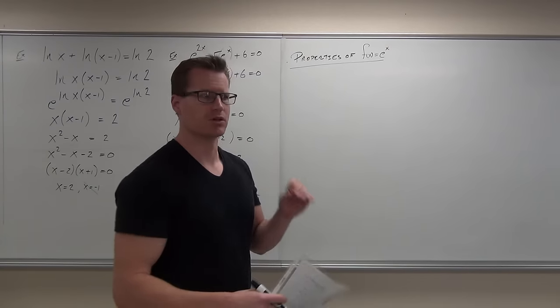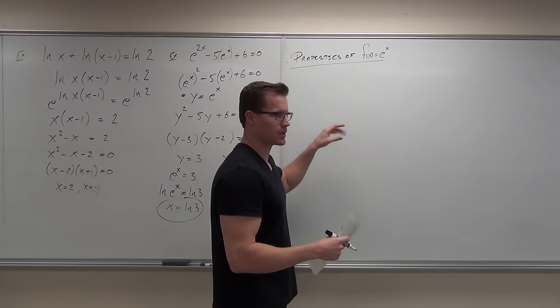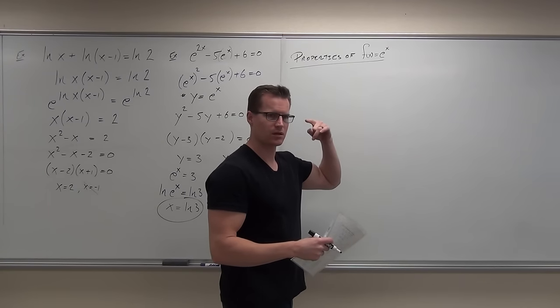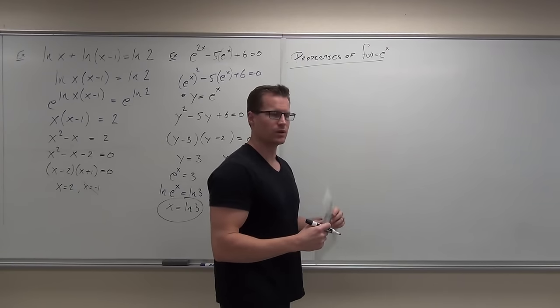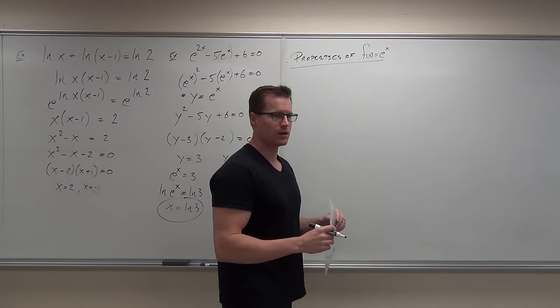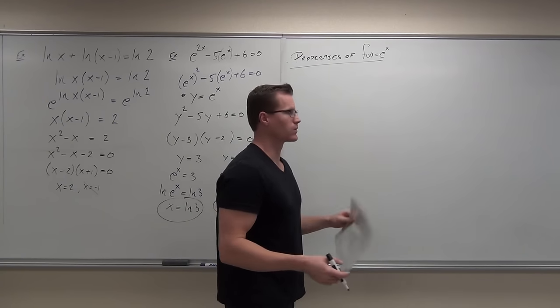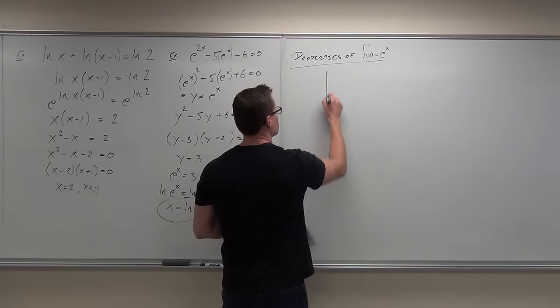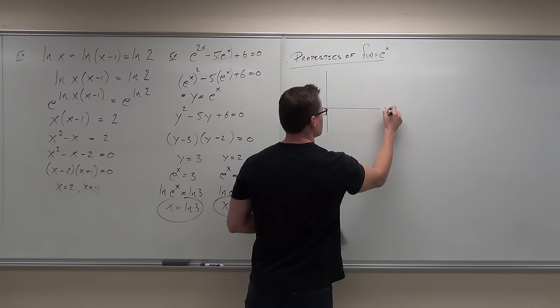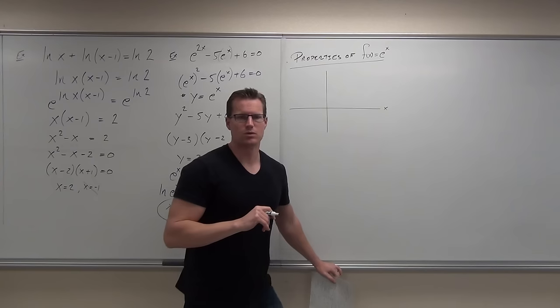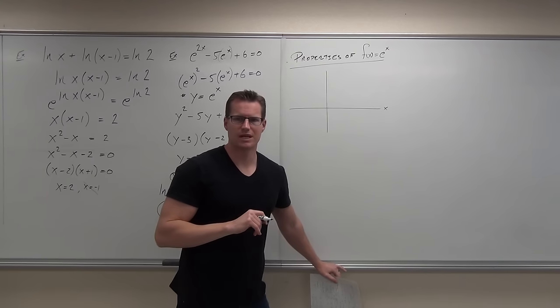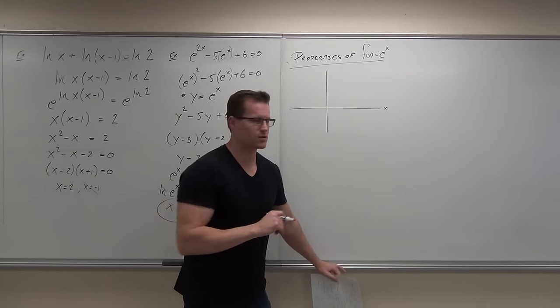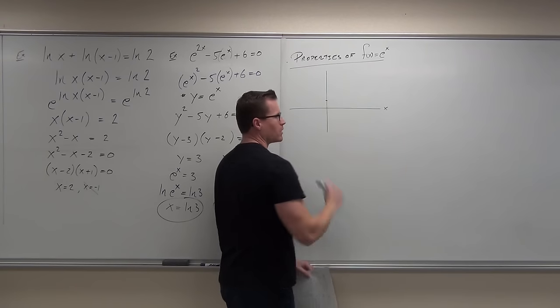Do you guys have a good picture of what e to the x looks like in your head? Do you know what it looks like? Does it look like ln? Is it a straight line? No. Okay. Let's start easy. If you plug in 0, how much is it going to give you? If you plug in 0, e to the 0 is 1. Good, so we're going to cross for sure at 0, 1.